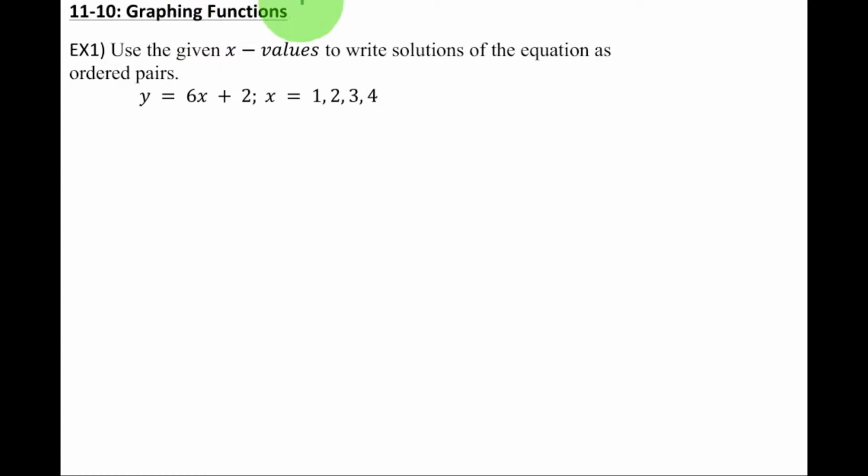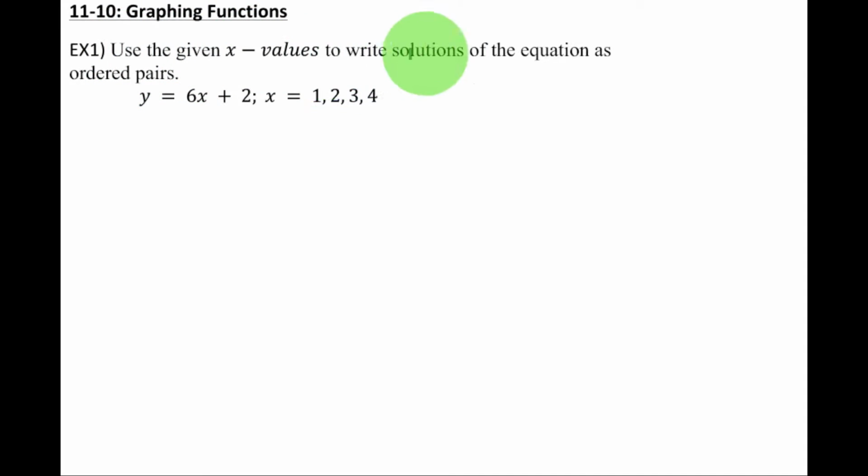Today we're graphing functions. In this first example, it asks us to use the given x values to write solutions of the equation as ordered pairs. So below we see y is equal to 6x plus 2, and we're given that x can equal 1, 2, 3, and 4. So from here, let's go ahead and highlight key information.